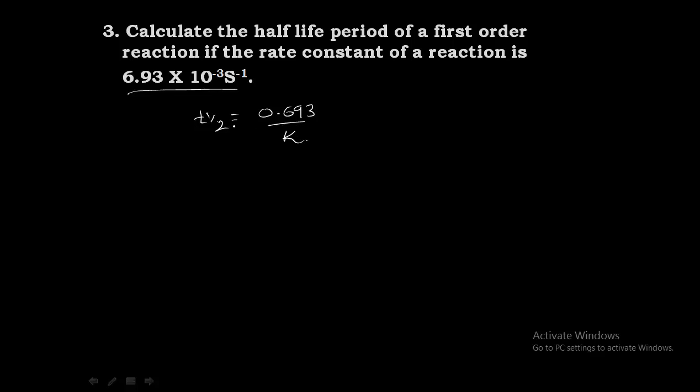So it gives the relationship between half-life and first order reaction. In order to find the half-life, we should know the value of K. And here the rate constant is nothing but K, that is equal to how much they have given? 6.93 into 10 raised to -3 per second. So therefore, simply by substituting the value of K, we will get the half-life.